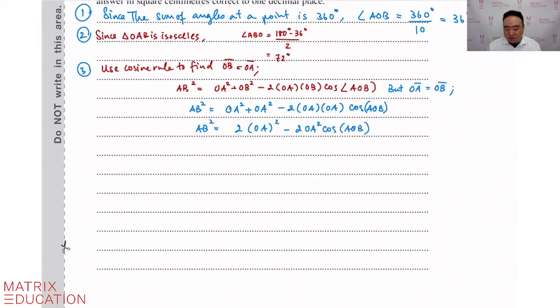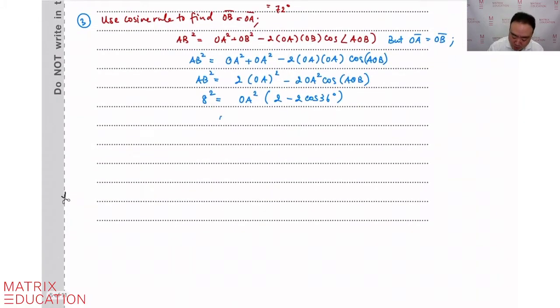Now, let's substitute the values in. AB squared is 8 squared. Let's factorize that out: OA squared into 2 minus 2 cos 36 degrees. And so OA squared is 8 squared, which is 64, divided by 2 minus 2 cosine 36 degrees. If you use your calculator correctly, your OA must be 12.944 centimeters. And that is also equal to the length of OB.